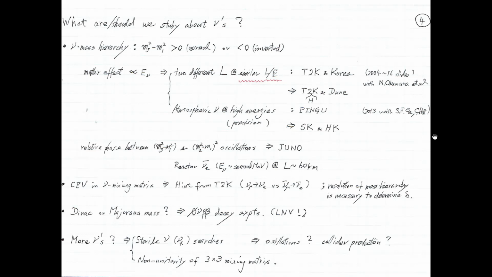L over E is essentially the phase of the oscillation. And if there is a difference between different distances for the same oscillation phase, it means that this difference is solely coming from matter effects, because the matter effects grow with length, right? So that's what we studied.